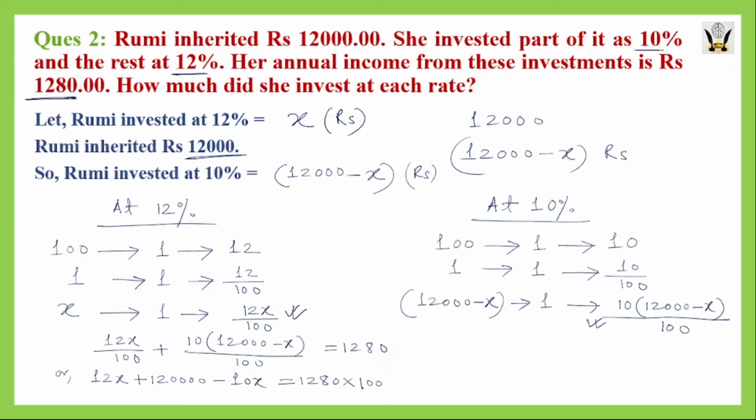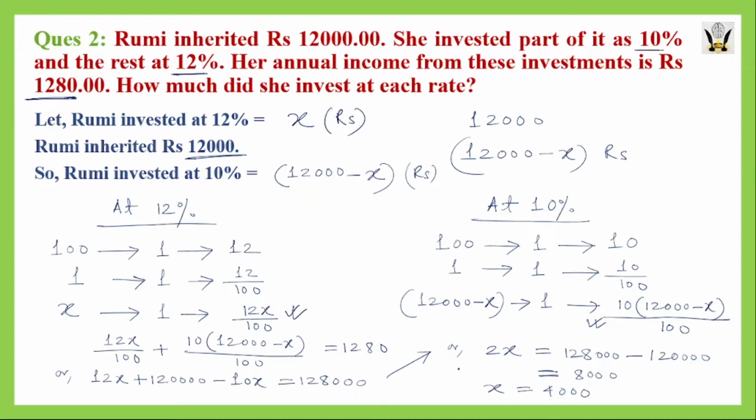If we simplify further, then 12x minus 10x on the left side will be 2x, and on the right hand side we will have 1,28,000 minus 1,20,000. If we subtract these two values, it will be how much? It will be 8,000. So 2x is equal to 8,000, that means definitely x is going to be 4,000.